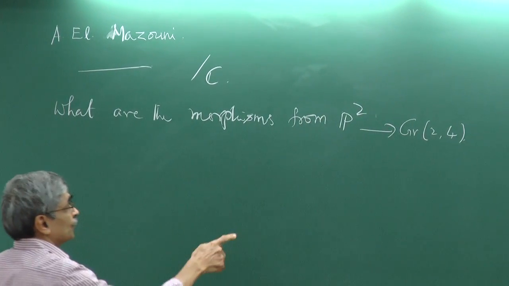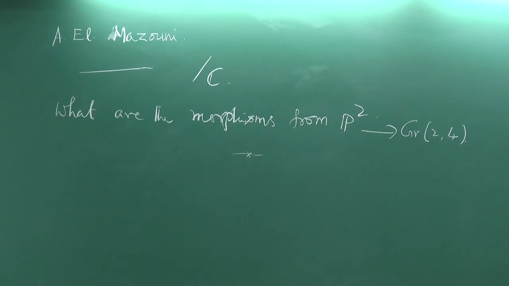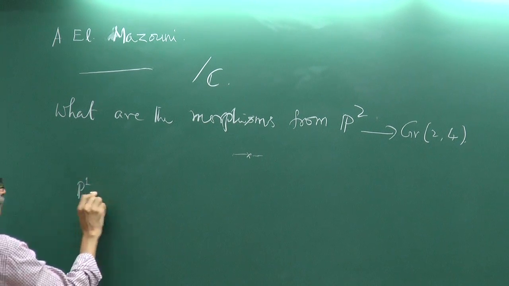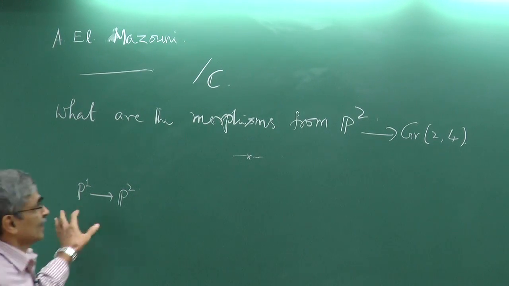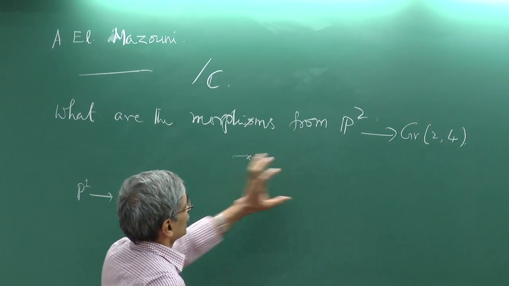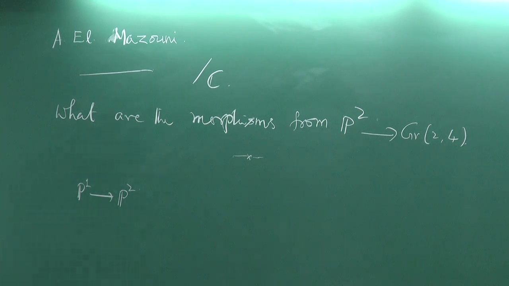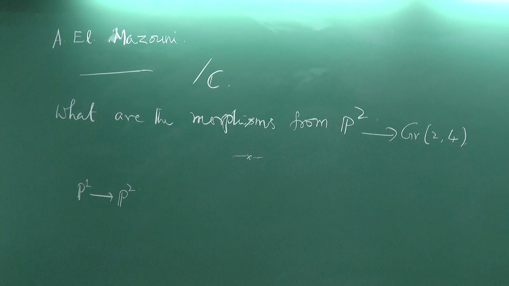Before going to this, I'll start with some motivation, in the case of mappings from P1 to P2. I want to generalize this situation to this situation. What are the possible generalizations? What are the things one can say about the morphism? For that, first I'll recollect what is known about morphisms from P1 to P2.